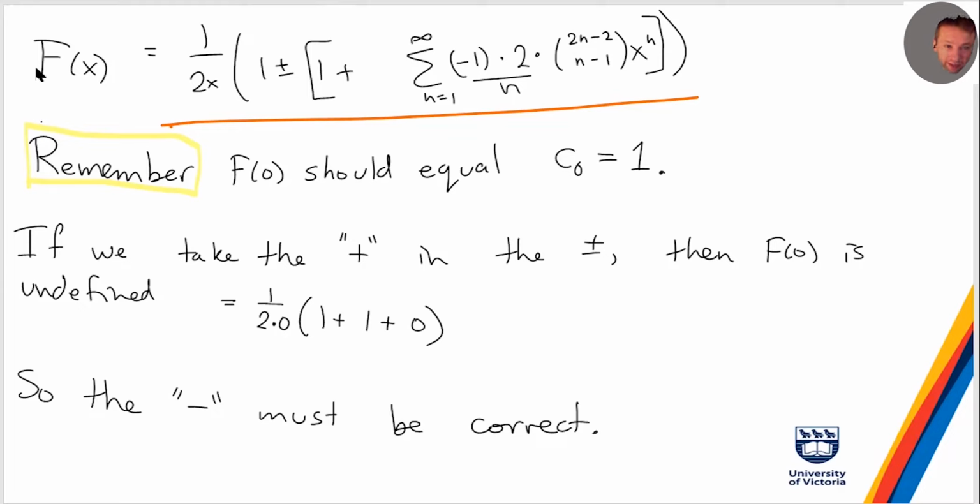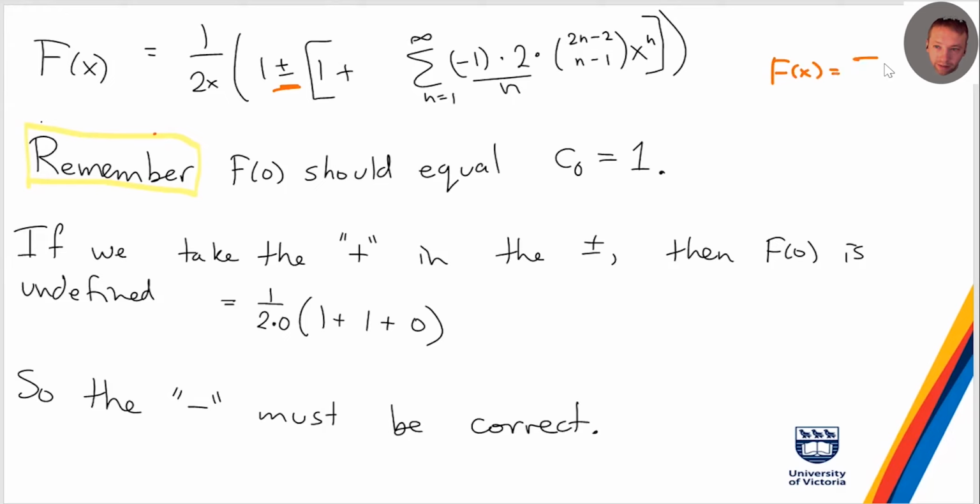And we've still got this plus or minus 1 here. So f of x is one of these two different options, with the plus or the minus. We need to work out whether it's a plus or a minus. One way to work that out is to say that f of x is defined to be this sum of c_n x to the n. In particular, f of 0 should equal c_0, because all the other terms disappear.